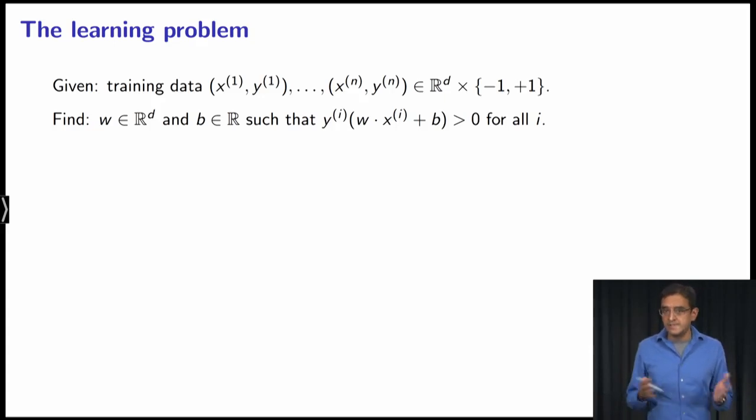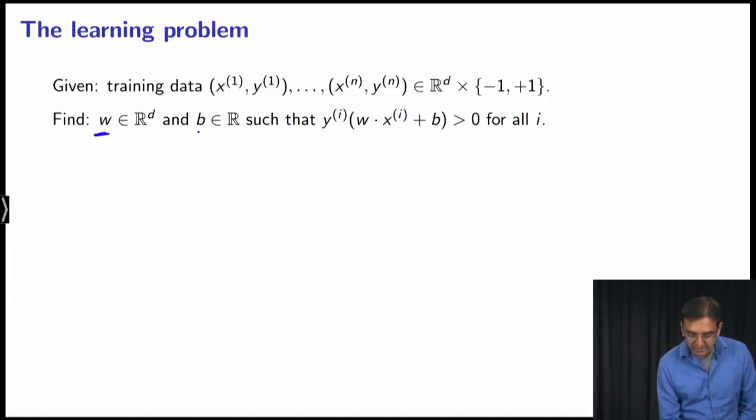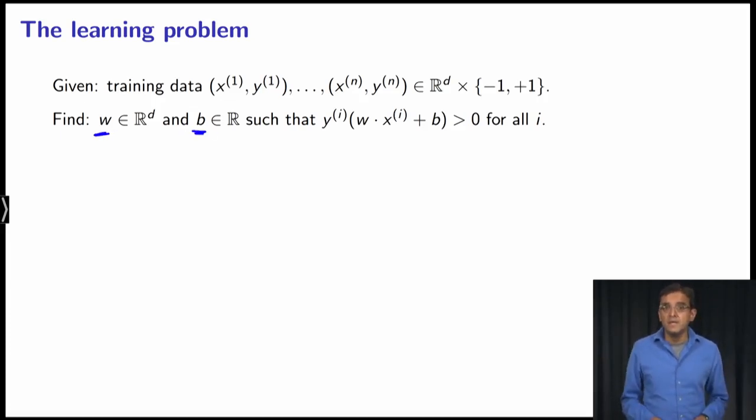Okay, so the setting is that we have training data, say n points, x1 through xn. These are some d-dimensional vectors. And we're looking at binary classification, so each point has its label y, which is either +1 or -1. Now we want to find a linear classifier, so we want to find W and B that perfectly classifies this data. Okay, so if y is +1, W.x plus B should be positive. If y is -1, W.x plus B should be negative.